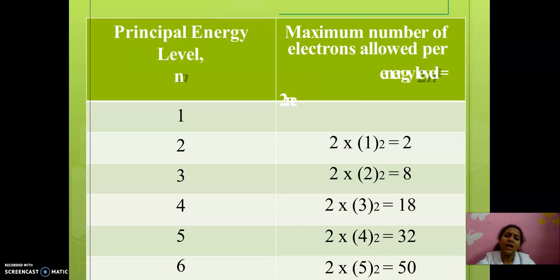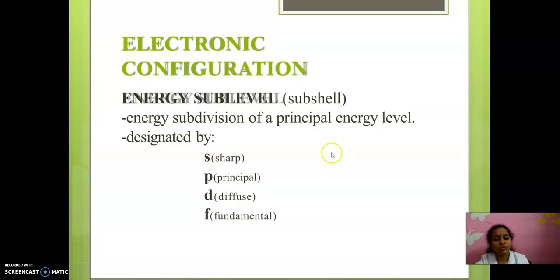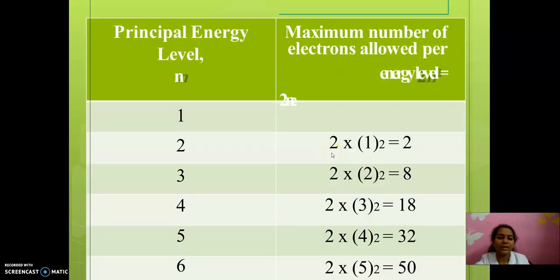Here you can see the different energy levels, denoted by n, the principal quantum number. It's denoted by the numbers 1, 2, 3, 4, 5, 6, and the number of electrons that can be accommodated in each shell is given by the formula 2n square. For example, if n is equal to 1, we get 2 into 1 square, that is 2. If n is 2, we can write 2 into 2 square, that is 8. It will go like that.